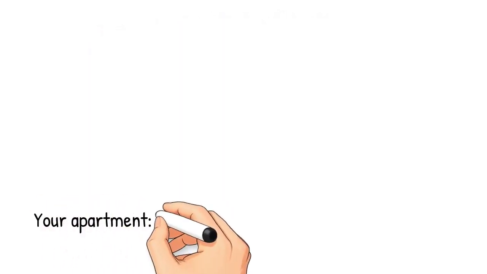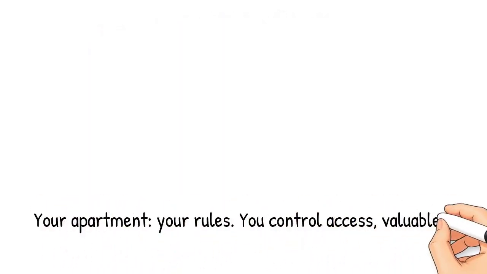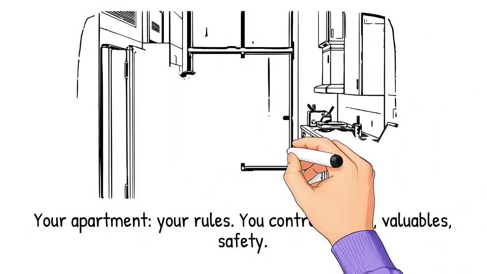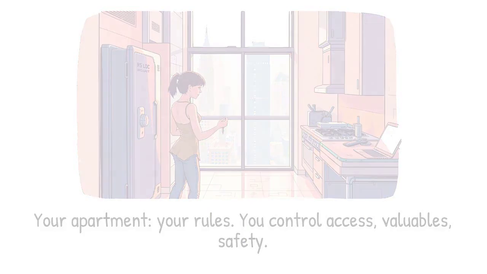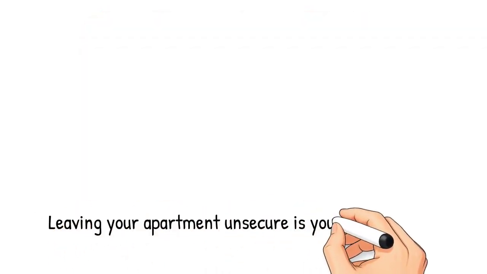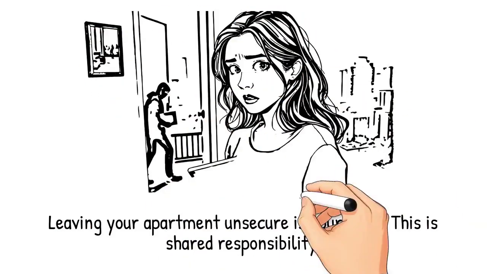But inside your apartment, that's on you. You decide who gets a key, what valuables you keep, whether you lock the door, whether you leave the stove on, whether you install a safe, whether you open the window for strangers. If you leave your door open and someone steals your laptop, you can't blame the city. This is the shared responsibility model.